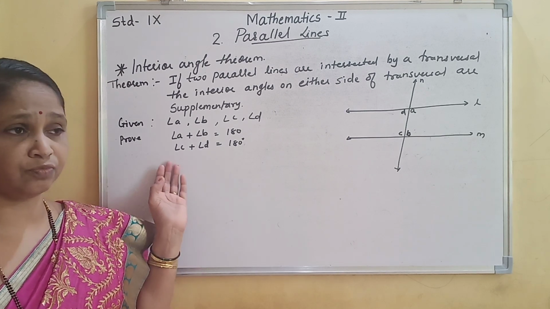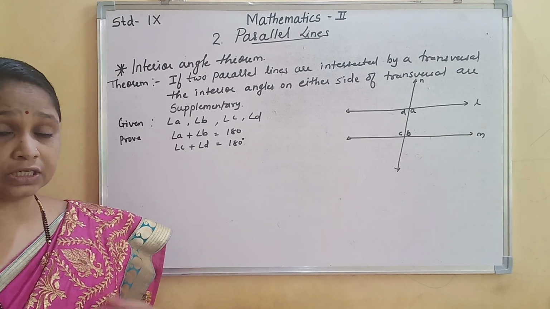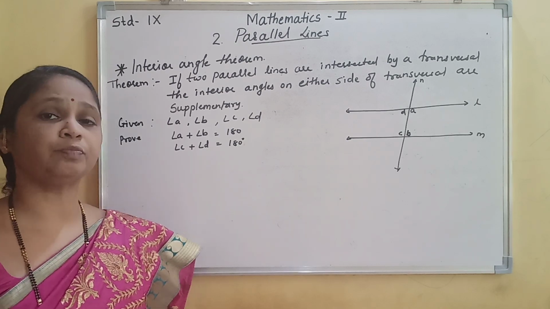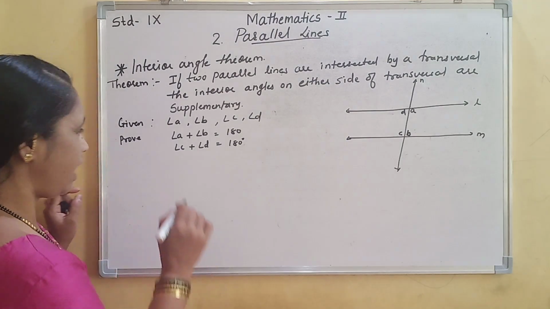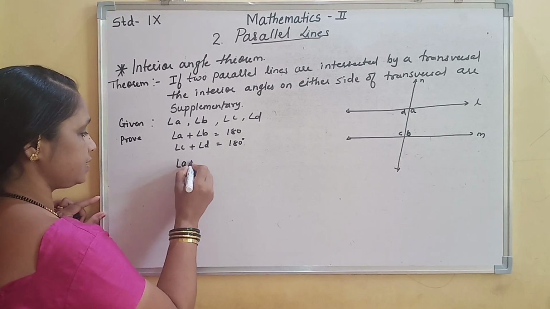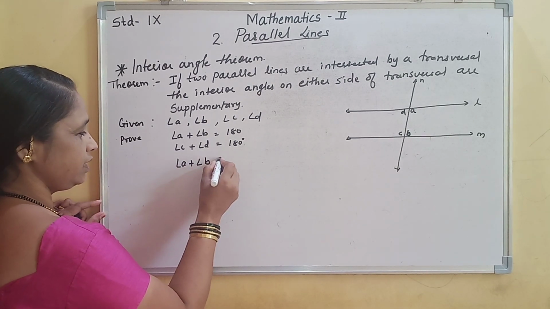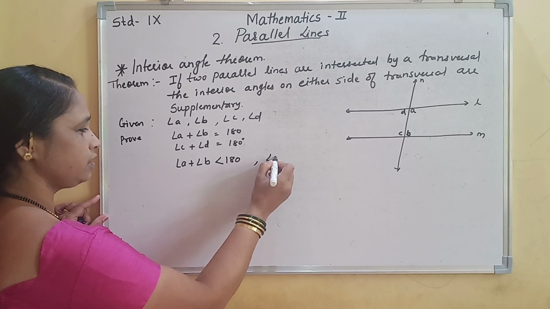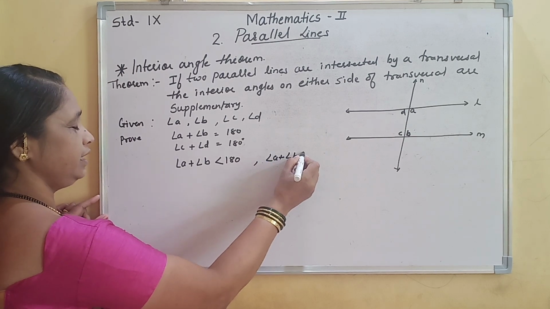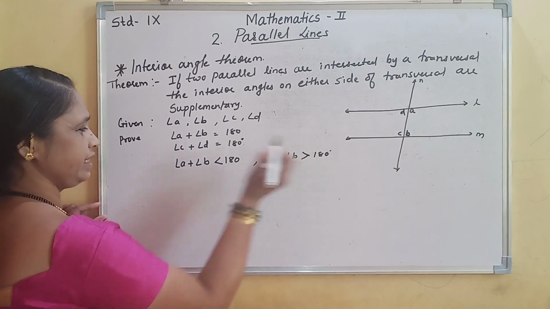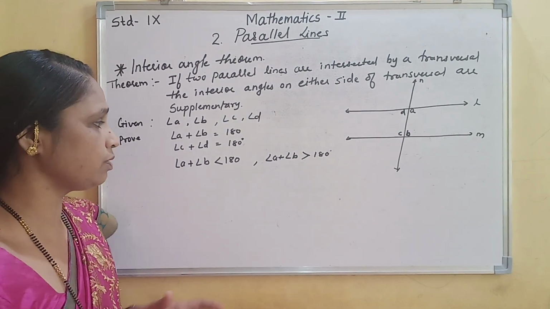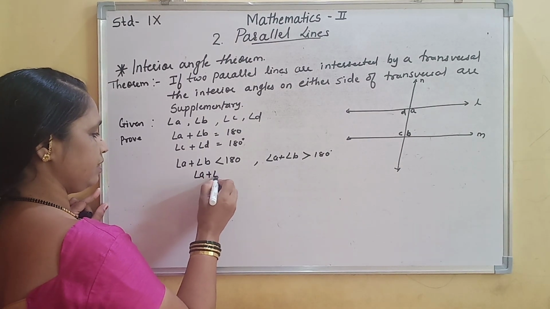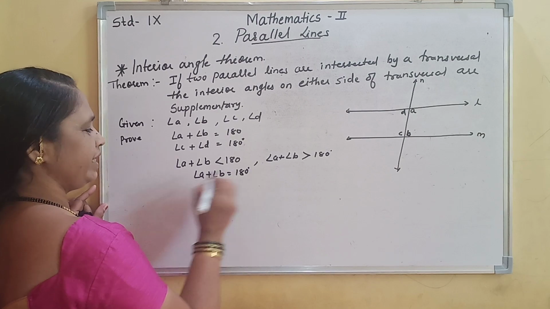Means this conclusion, what it is, we have to say. If it is to be true, we have to show it. We have to consider the other possibilities. Now what other possibilities do we have? Either angle A plus angle B will be less than 180, this will be one condition. And the other condition will be what? Angle A plus angle B is greater than 180 degrees. And the third condition, if these two possibilities are not there, then we can say that angle A plus angle B will be equal to 180 degrees.